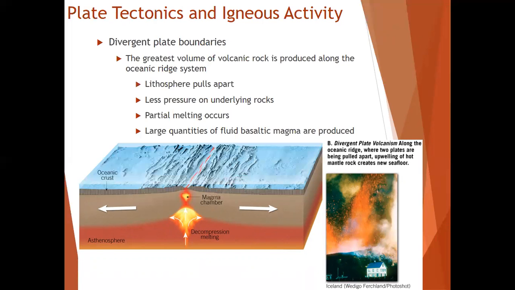Partial melting will be occurring at this place. And most of these are going to happen at the axis of the ocean ridge. 60% of the yearly magma output with the ocean ridge system is associated with seafloor spreading. So this is where we're going to see most of that new creation of magmatic rock occurring.